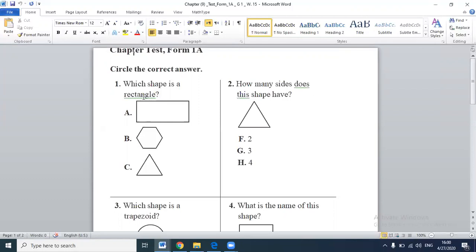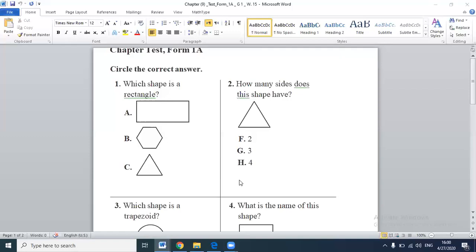Okay, now let's start with the chapter 9 review worksheets. The first worksheet I sent you by WhatsApp. Circle the correct answer. Number one, which shape is a rectangle? Which of these shapes? Which one, Ahmed? Teacher. Yes, Hussein. Which one is a rectangle?